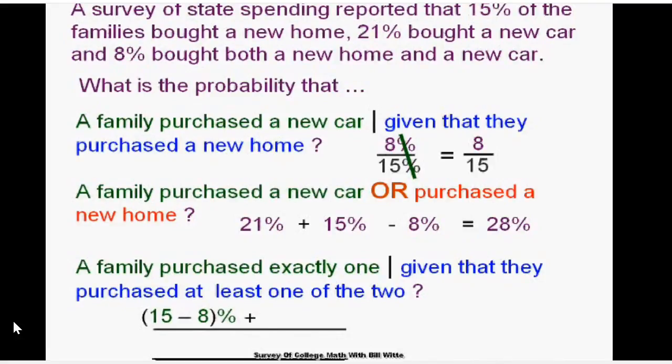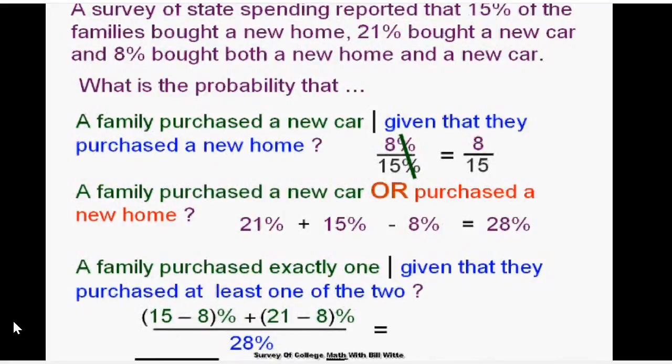So I'll add that to 21 minus 8. Now, why 21 minus 8? Well, 21% of them bought a new car. 8% of them bought both. So if I want the ones that only bought a new car, it would be 21 minus 8. And we'll put that over the number we just figured out of the people that bought either a new car or a new home. We just figured that one out in the last problem.